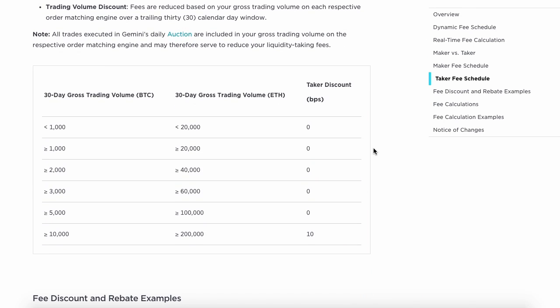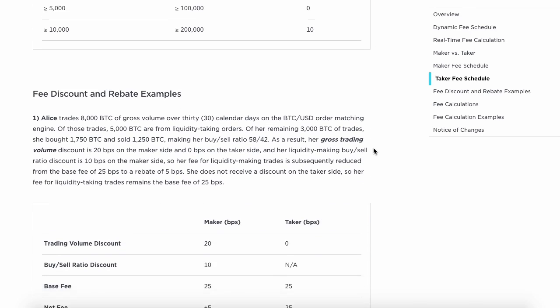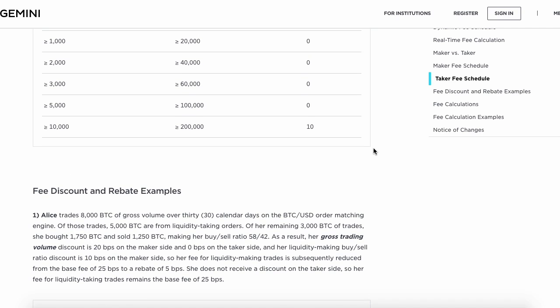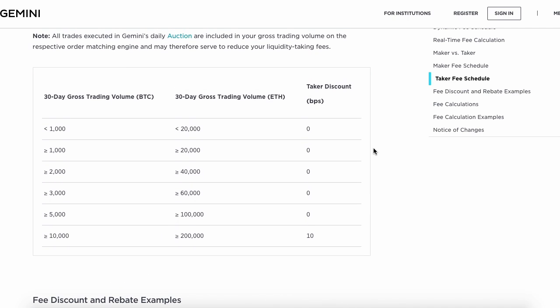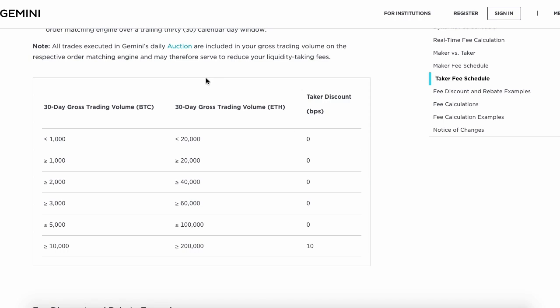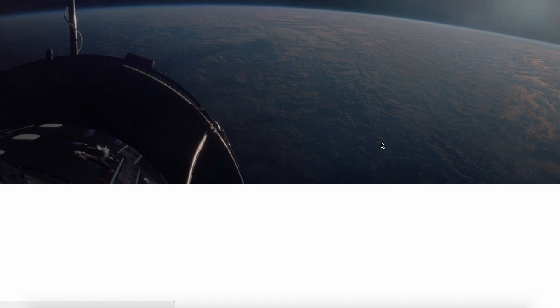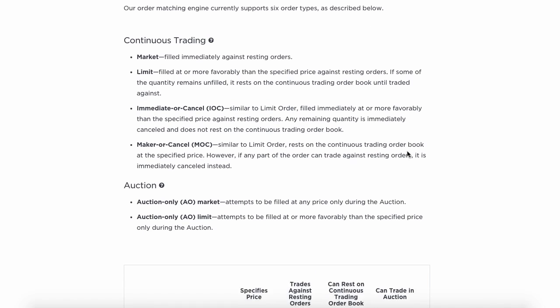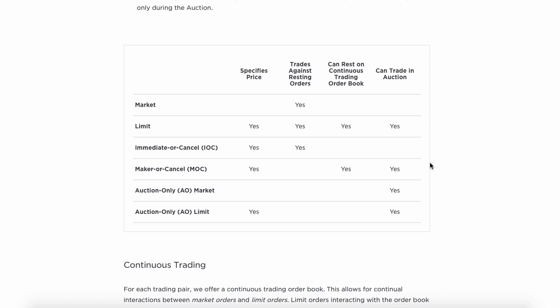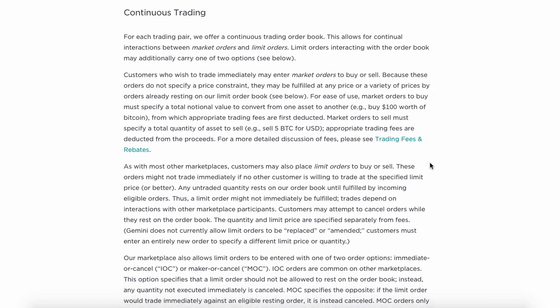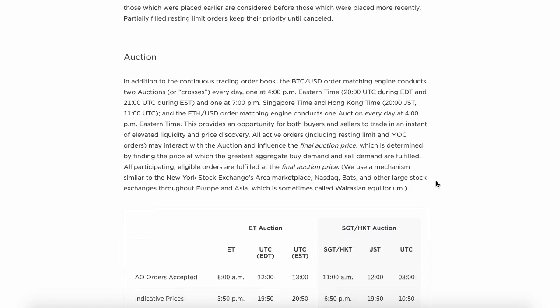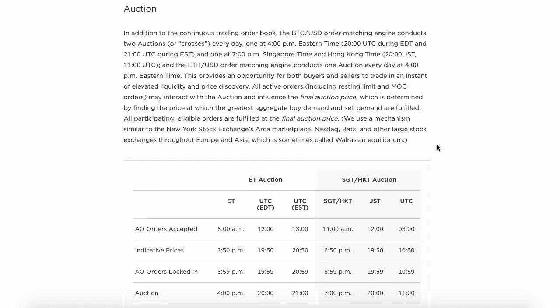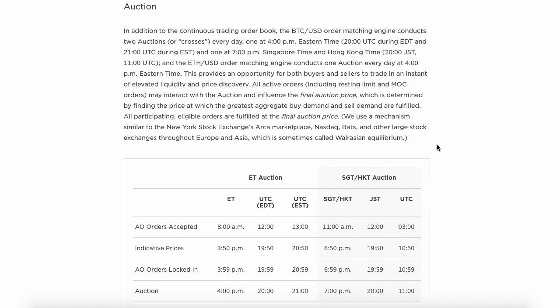So the next thing I'm going to talk about is the auction. It took me a long time to fully understand what the daily auction was, and we're about to go to that. These are just order types, of course, and how they work. But the auction is a little bit complicated, and it actually took me about a week or two to fully understand exactly how the auction works.